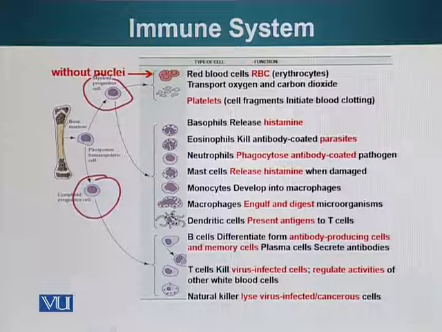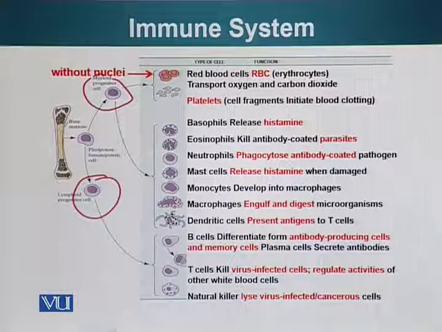The lymphoid progenitor cells give rise to lymphocytes. There are three different types of lymphocytes: B cells, which make antibodies; T cells, which kill virus infected cells and, most importantly, they regulate the activities of other immune cells. The third category is natural killer cells. These cells lyse virus infected cells or cancerous cells. These cells come from the lymphoid progenitor cell.